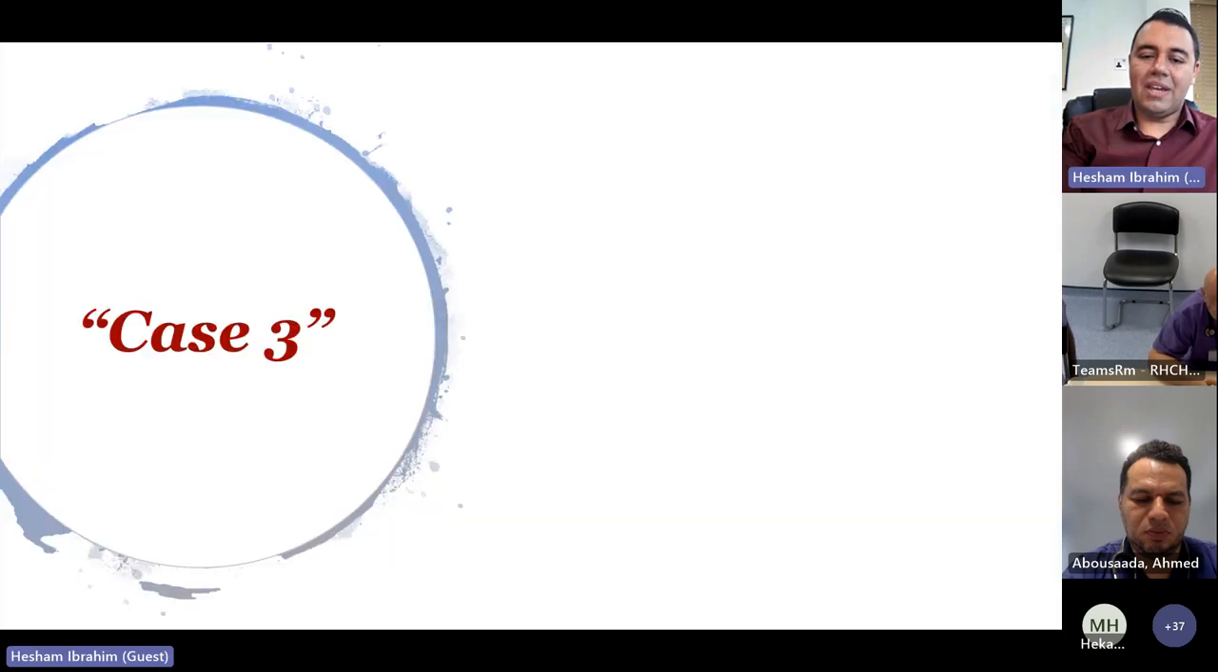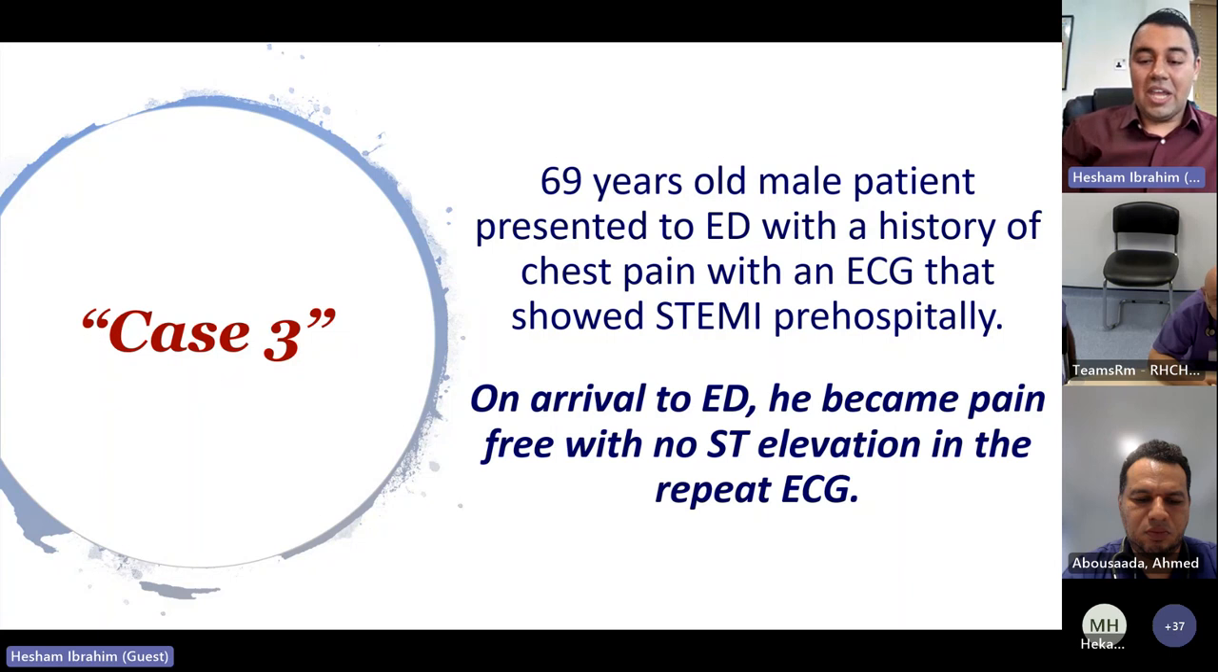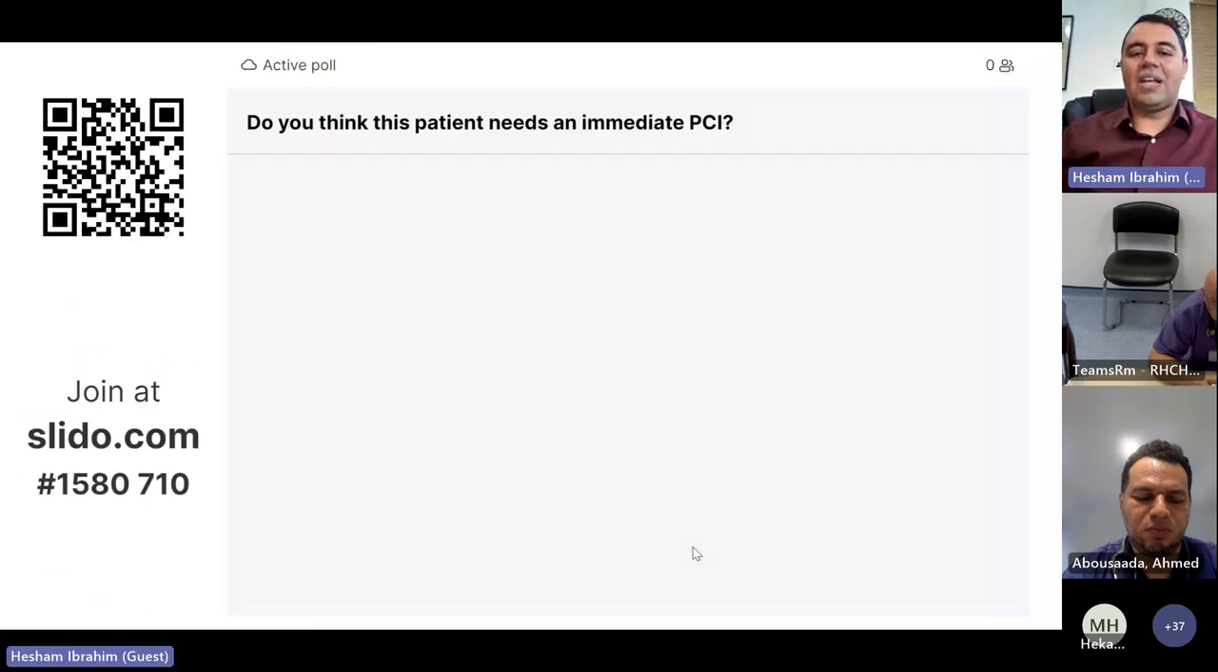So if we go back to the case, that was a patient with chest pain, STEMI pre-hospitally, no STEMI on arrival to ED, no pain on arrival to ED. Would you activate the cath lab immediately? Do you think this patient needs an immediate PCI? Yes or no in your answers.